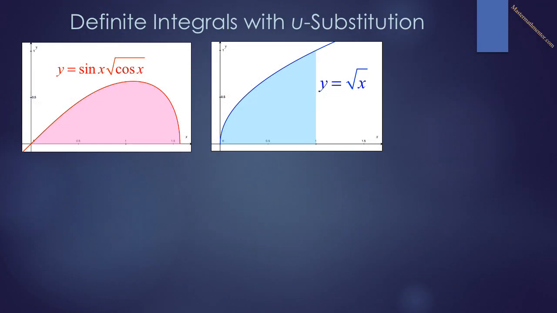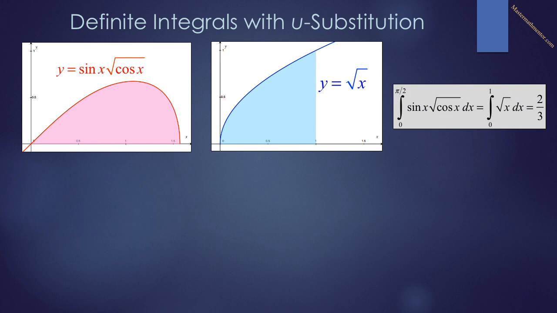Examine these curves. y equals sine of x times the square root of cosine x, on the interval 0 to pi over 2, and y equals the square root of x on the interval 0 to 1. Two completely different shapes, two completely different sets of x intervals. One curve has a relative maximum, switching from increasing to decreasing, while the other curve is always increasing.